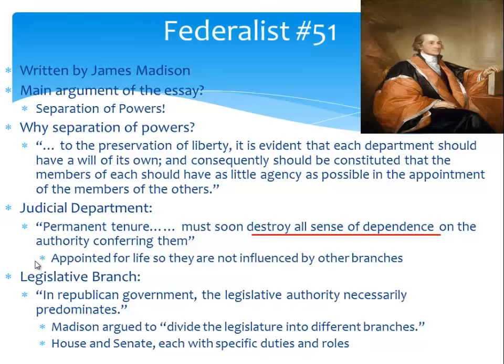And the House and Senate each have specific duties and rules. For example, in the House, all revenue bills must start there, and in the Senate, they are the experts on foreign policy, so all treaties must be approved in the Senate. So even within the legislative branch, he is arguing for a separation of powers and dividing up even more.